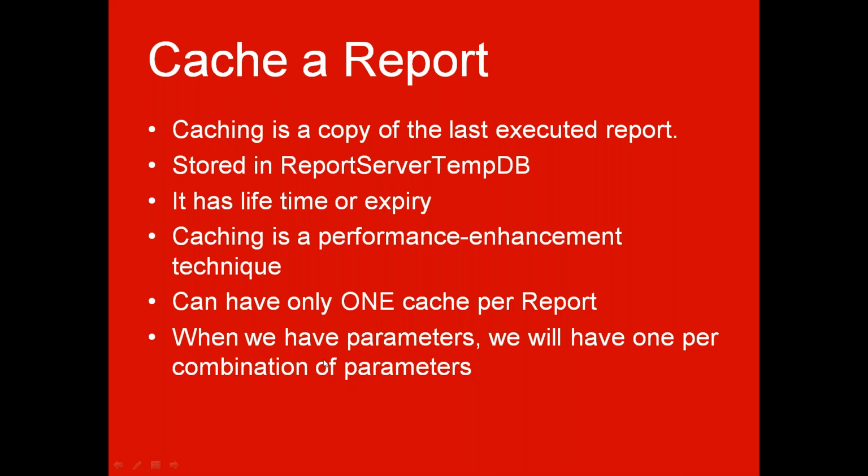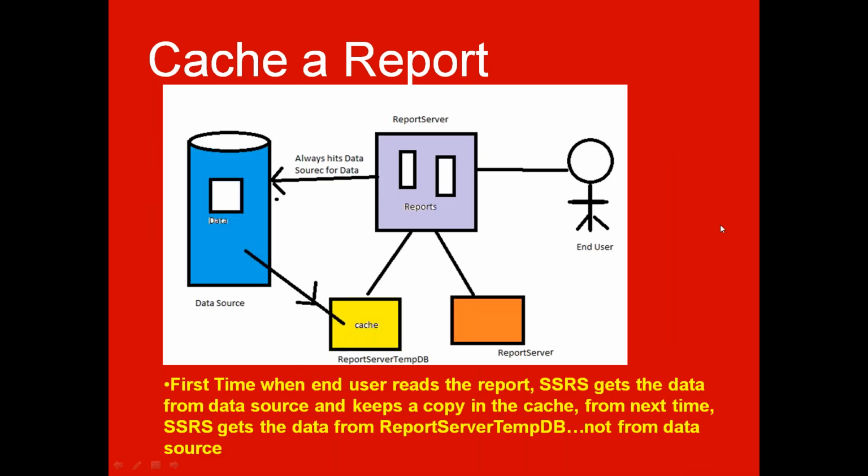When we have parameters, we'll have one cached copy per combination of the parameters. So what is the meaning of caching? Every time going to the data source, getting the data and showing the report will take a lot of time if we have a large amount of data. So what do we normally do? We cache the data. You get the data and cache the report in the ReportServer temp DB.